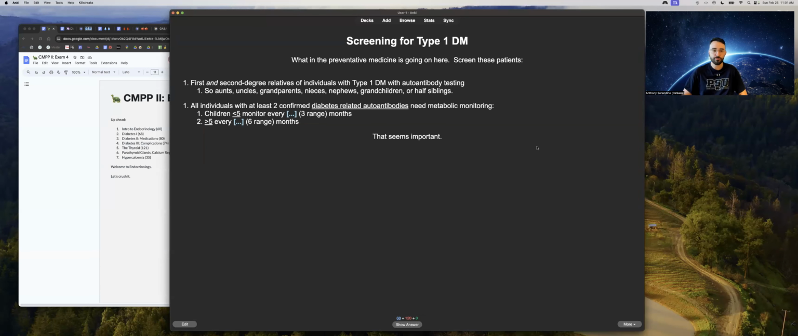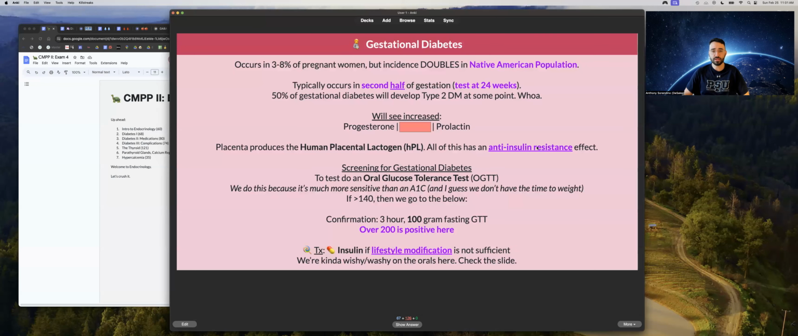Okay. Screening for type 1 DM. All right, we're below 75. All right, so for screening all individuals with at least 2 confirmed autoantibodies, yes, so the big threshold here is less than 5, greater than 5. Less than 5, monitor every 3 to 6. Greater than 5, every 6 to 12. That's exactly right. Gestational diabetes will see increased progesterone, something, and prolactin.